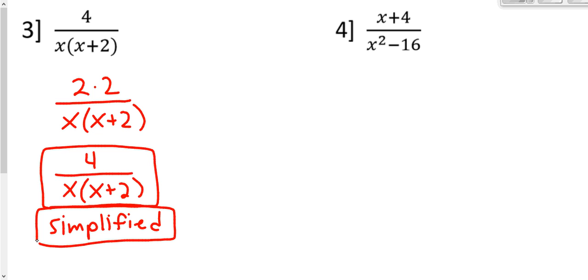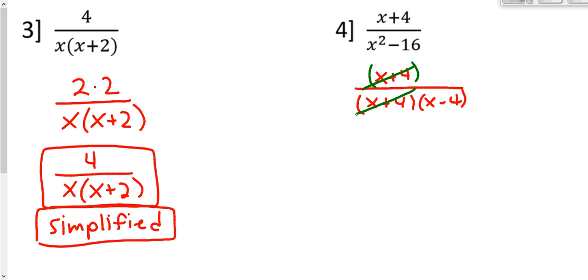Okay, let's take a look at number 4. Looks like with number 4, we could factor the denominator. So remember how to factor a difference of squares. You factor that into conjugates, and they would be x plus 4 times x minus 4. Okay, well notice that your whole numerator is a factor of x plus 4, and you have a factor of x plus 4 on the bottom, so you could cancel those.